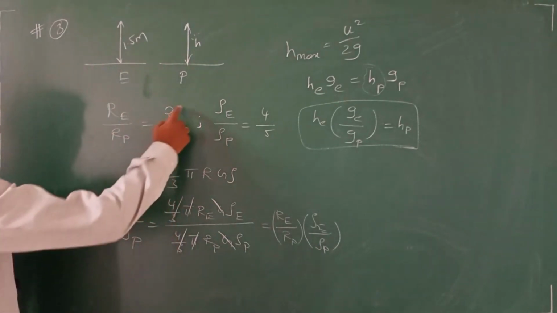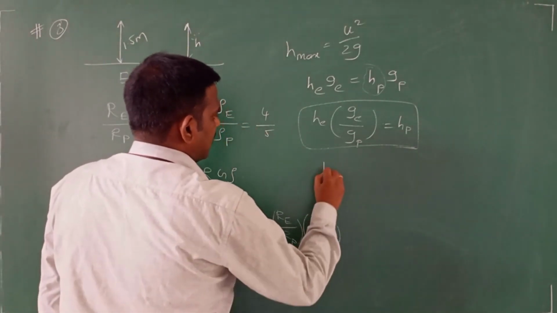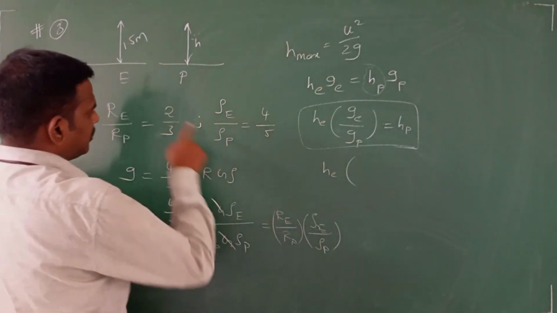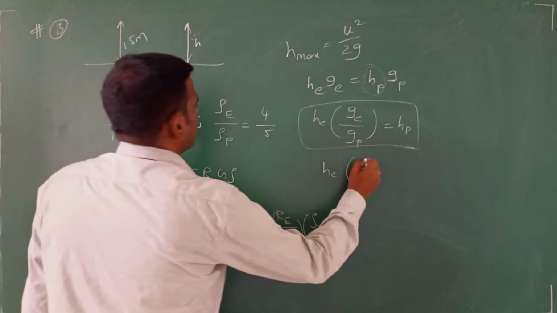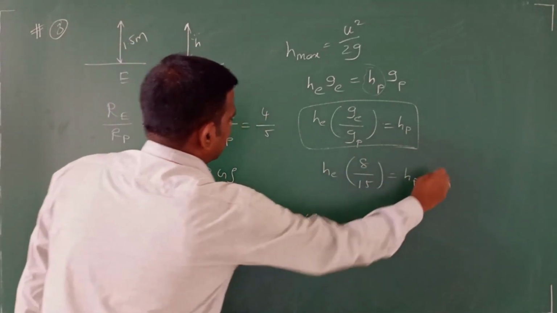These values are how much? 2/3 and 4/5, no? So if we simplify this relation, what will we get? The product of the g_e to g_p ratio is how much? This product ratio, no? So therefore what will we get? 8 divided by 15, which is equal to the height on the planet.